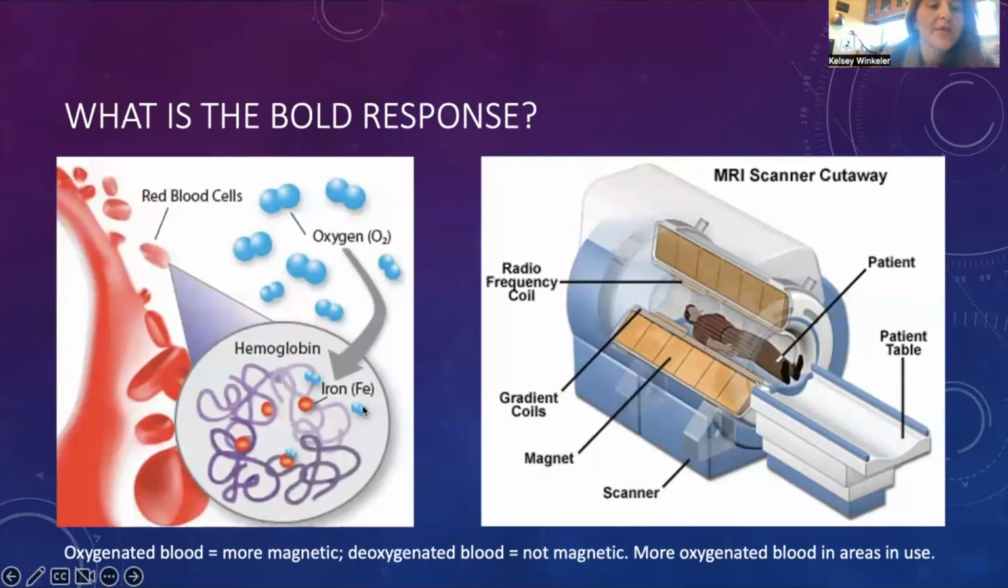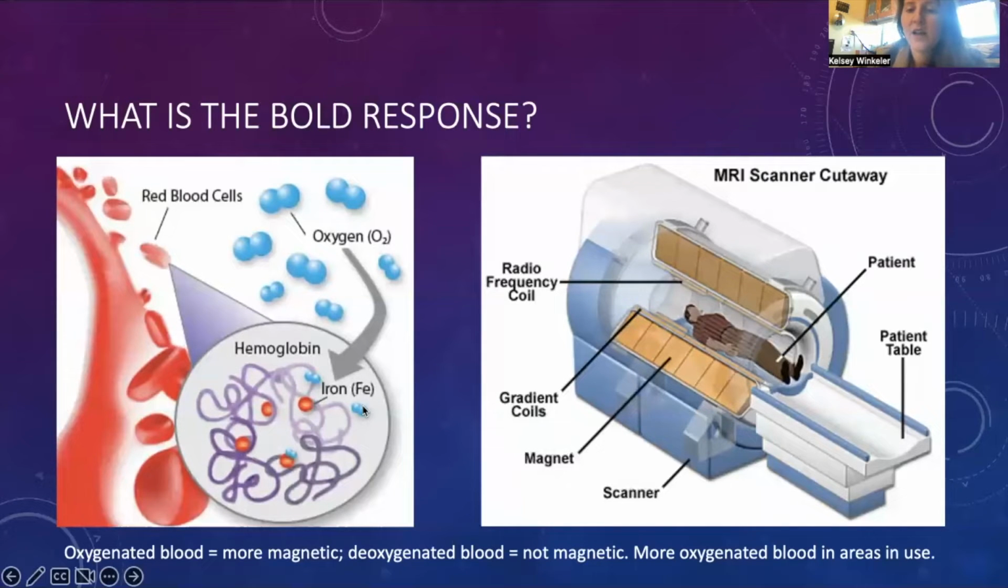You'll also remember that blood cells carry oxygen using a protein called hemoglobin. When hemoglobin has oxygen bound to it, it's super magnetic. But when hemoglobin releases its oxygen to the cells that need it for cellular respiration, it's basically not magnetic. This means that when a part of the brain is at rest, it has lower magnetic properties. When it's activated, it's more magnetic. You'll also recall that the MRI is a giant magnet, so it can pick up the presence of magnetic compounds. So we use it to pick up the BOLD response in the brain, those fluctuations in blood flow.